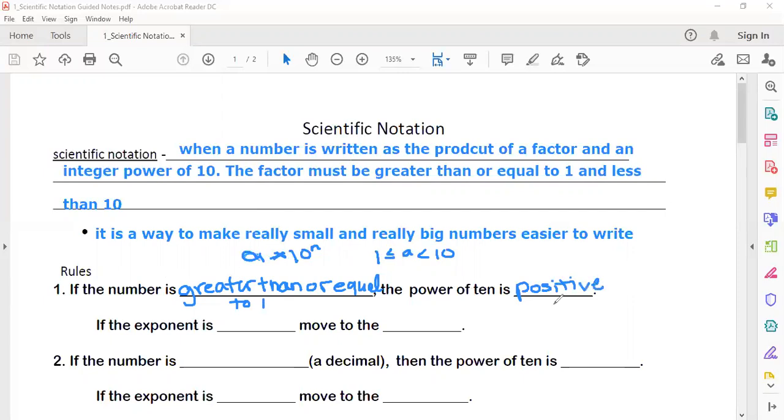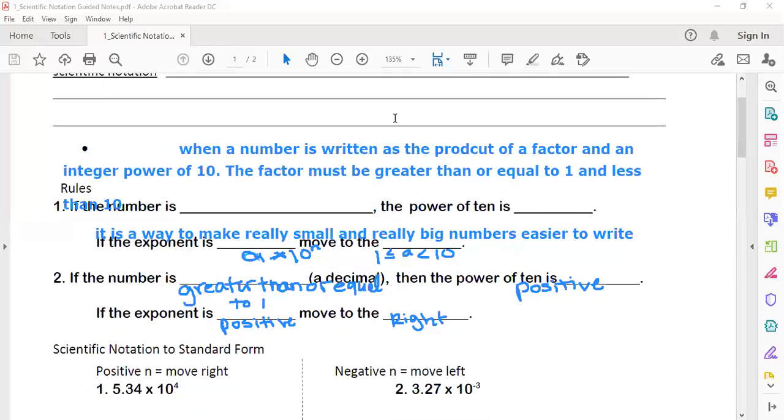If the exponent is a positive exponent, the exponent is positive, we move to the right. We're going to move to the right. So if it's greater than or equal to 1, the power of 10 is positive. So basically meaning if it's a really big number, the power of 10 is positive. Okay? I'll write this down. All right? Then, and I used to make my kids do the Cupid shuffle with this because we go to the left, to the left, to the right, to the right. So we always do that, okay?